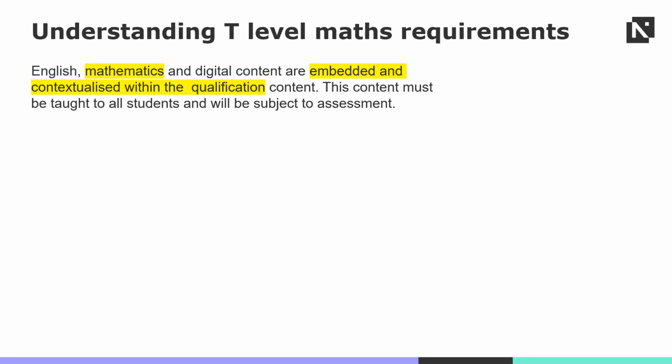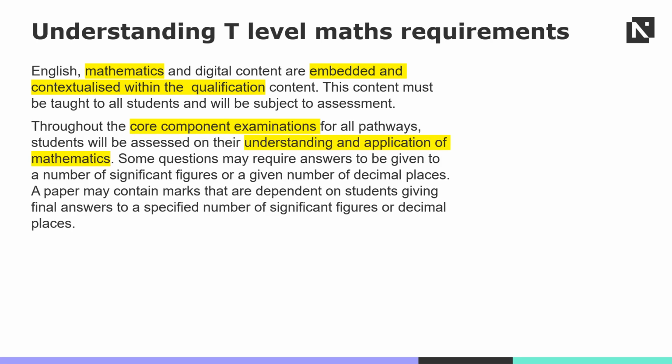We'll start by having a look at where mathematics skills are embedded within T-level qualifications. So these essential skills are not taught separately, but are integrated into the qualification content. This means that all students must learn them as part of the course and they will be assessed on their application. For example, in core component examinations, students will need to demonstrate their understanding and use of mathematics, and this could involve answering questions that require rounding to a specified number of significant figures or decimal places. And in some cases, marks will depend on providing the correct level of accuracy.